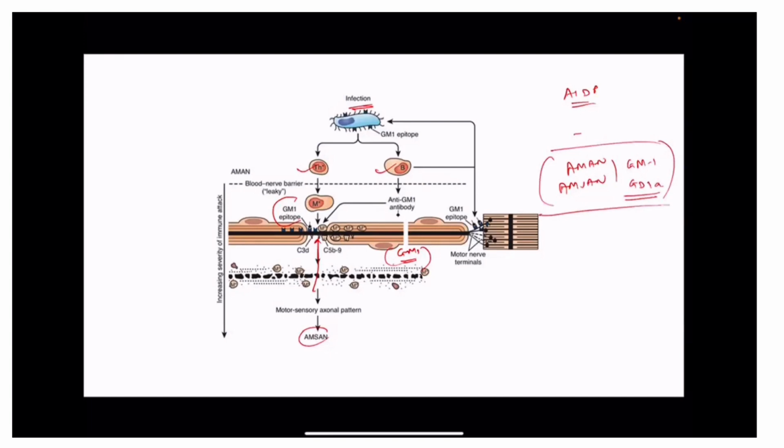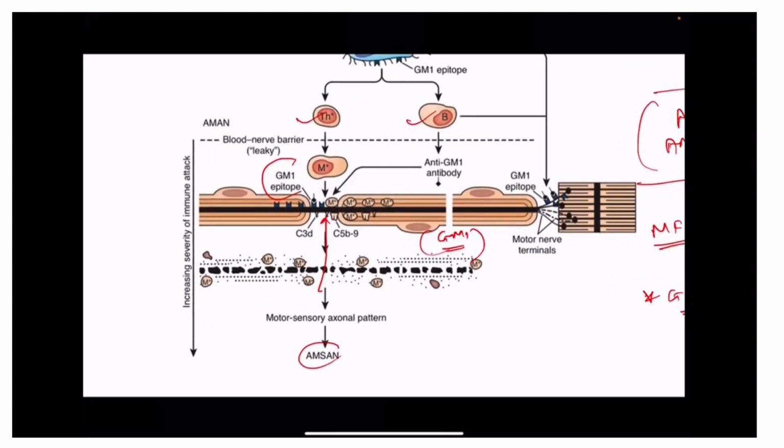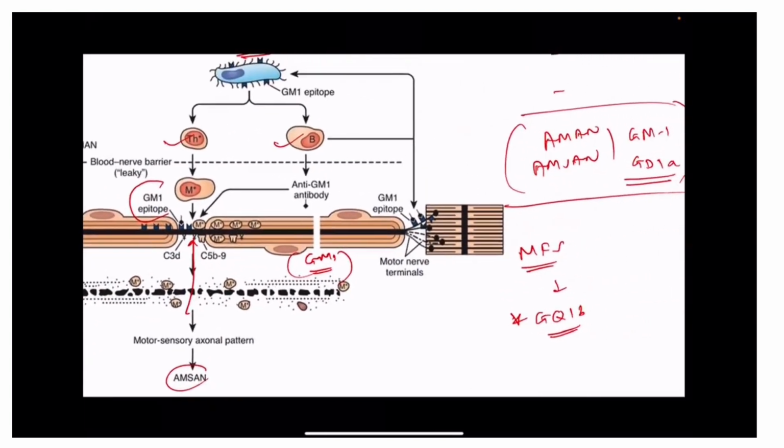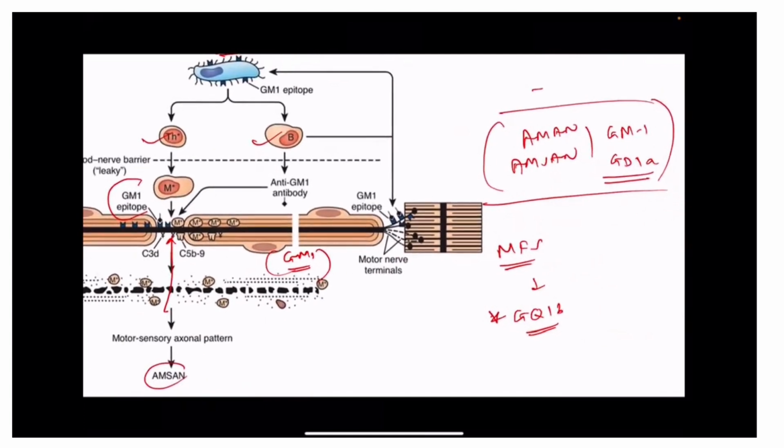And for Miller-Fisher syndrome, the triad is ophthalmoplegia, ataxia, areflexia. The antibody is GQ1b. So they are very fond of asking these antibodies in your exam. So you have to know these antibodies. And this pictorial diagram will help you. So GM1 and GD1a for AMAN and AMSAN, and for Miller-Fisher, GQ1b antibodies.